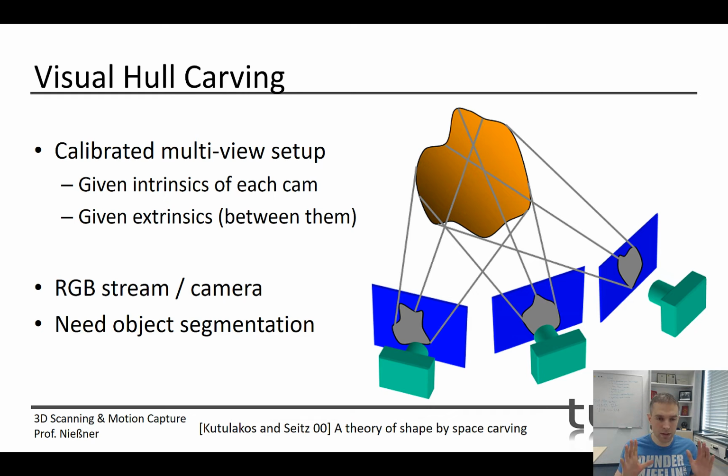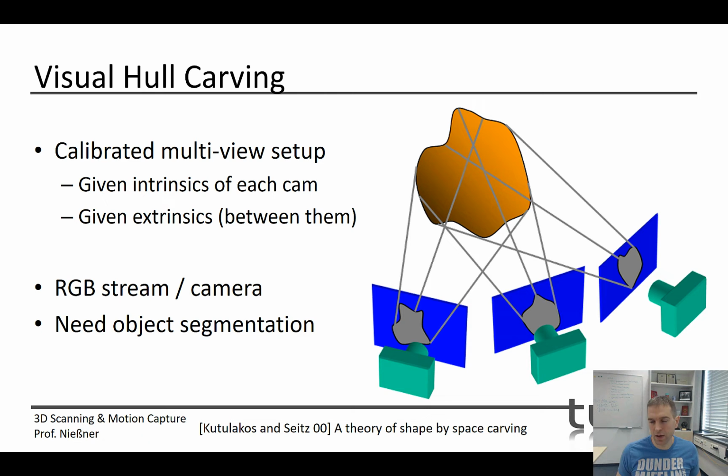So let's just assume these are RGB cameras, so they capture 1 RGB image per frame. And let's also assume we have some sort of object segmentation, meaning that the object of interest is the only thing that we have, and the rest we can mask out. If we have a green screen setup, we can very easily say everything in the background is masked out, and only the pixels on the object of interest are not masked out, right? So this is the idea of visual hull carving.